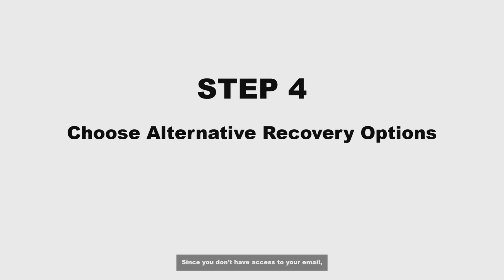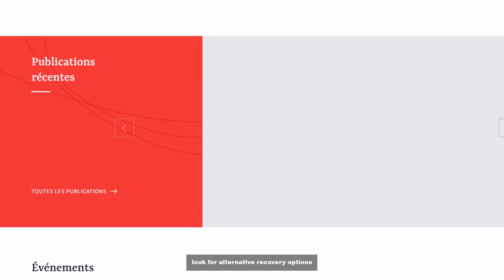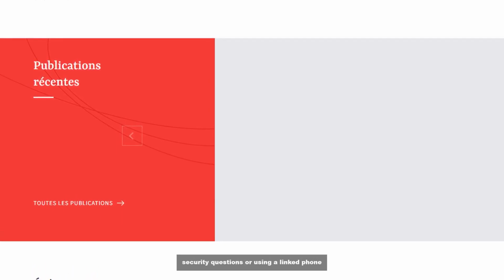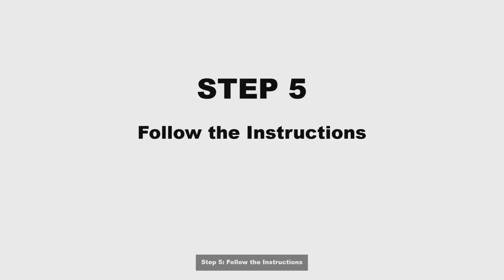Step 4. Choose alternative recovery options. Since you don't have access to your email, look for alternative recovery options provided by Ferdi. This may include answering security questions or using a linked phone number.